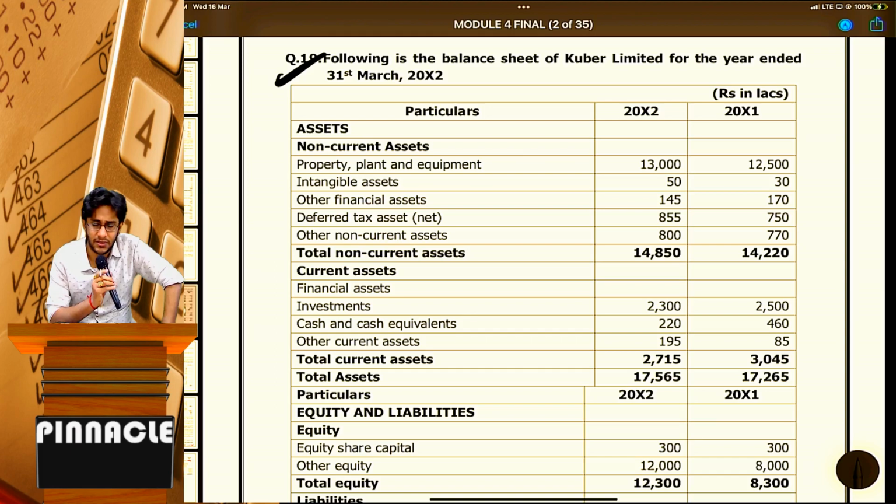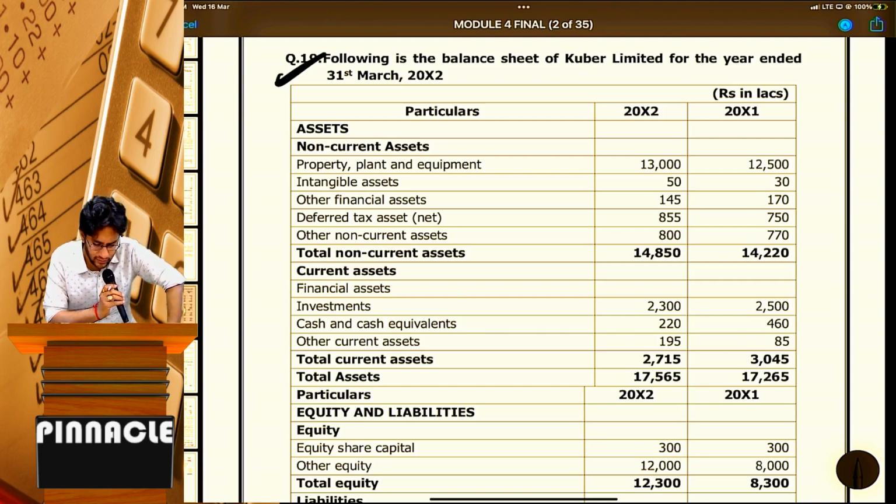DTA, why will it increase, sir? You would have created DTA. When you create DTA, the entry you write is DTA account debit to P&L, but there is no cash inflow. So DTA creation is a non-cash item, sir. You have to minus that. Other non-current assets, that's okay.